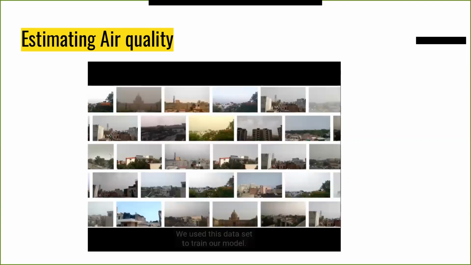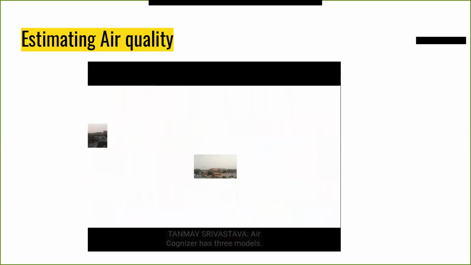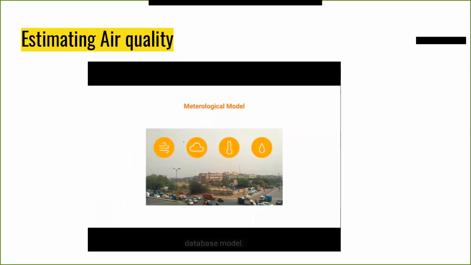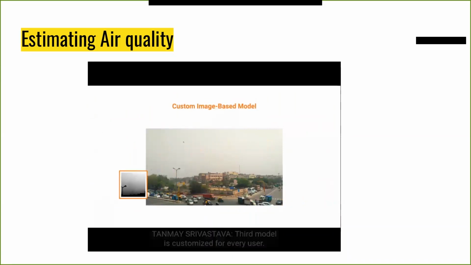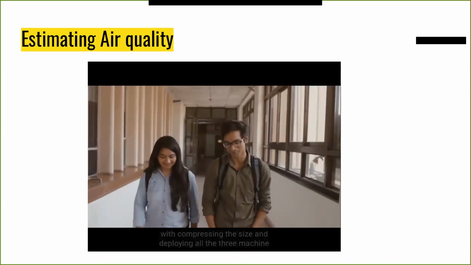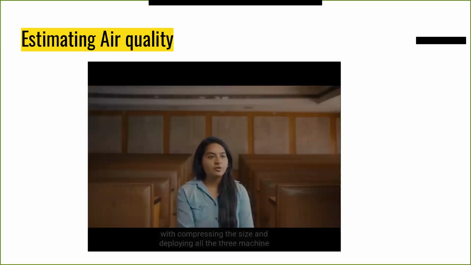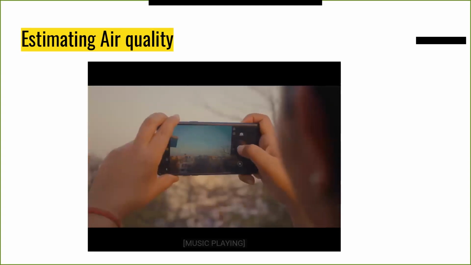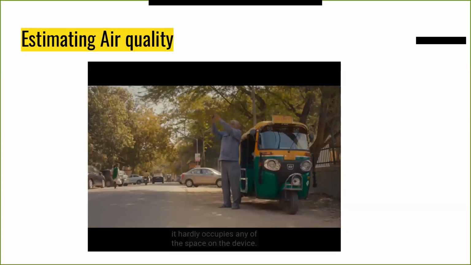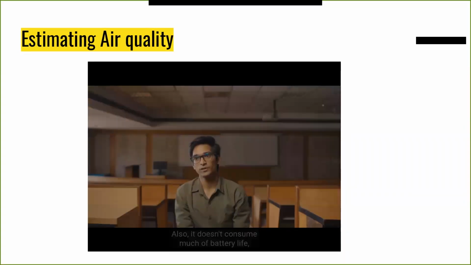Air Cognizer has 3 models. First is an image classifier, which classifies if the image has sky or not. The second model is a meteorological parameter-based model. Third model is customized for every user. It's an image-based model and takes image parameters to predict air quality index. TensorFlow Lite helped us with compressing the size and deploying all the 3 machine learning models on device. With a binary size of 10 to 20 KB, it hardly occupies any space on the device. Also, it doesn't consume much battery life and it's really quick.